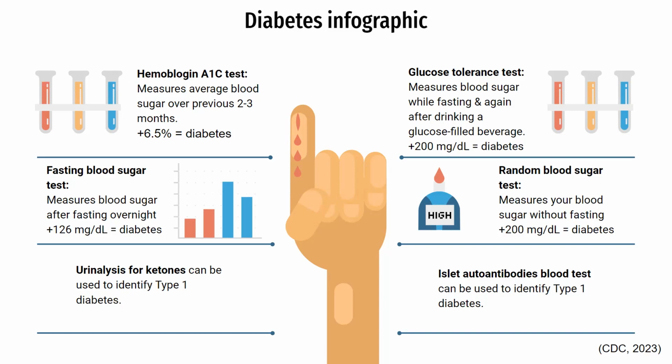There are also urinalysis for ketones that can be used to identify type 1 diabetes, and islet autoantibodies blood tests can be used to identify type 1 diabetes.